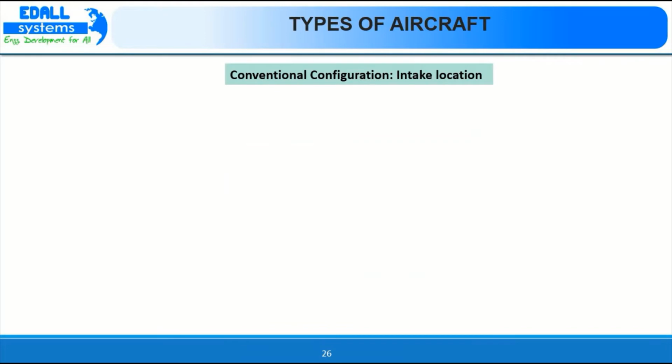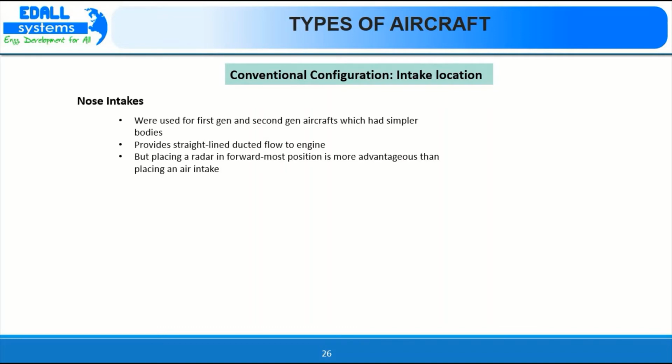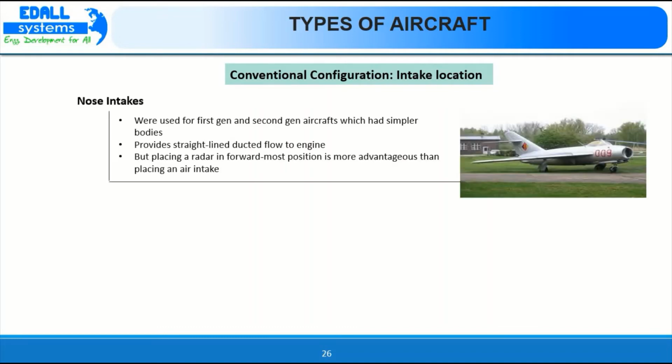Then we will see the next category, that is intake location under conventional configuration. Based on where the intake for an engine is placed, we can classify our aircraft. First, the nose intakes. Here the engine is placed at the nose, so the intake is also placed at the nose. It was used for first and second generation aircraft, which had smaller bodies. It provides straight-line duct flow to the engine.